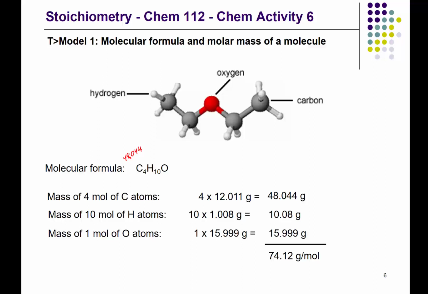I've got 10 moles of hydrogen atoms, so therefore I'd write 10.08 grams for the hydrogen, and then I've got 1 mole of oxygen atoms, so I'd write that in here, and then I would just add them all up. Okay, I've got 74.12 grams per mole. Because usually this calculation is part of a more significant calculation, again, you don't need to be so formal.